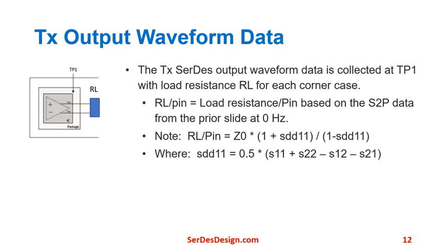The SerDes output waveform data is collected at TP1 with load resistance RL for each corner case. The load resistance per pin is based on the S2P data from the prior slide at 0 Hz. Note that the load resistance per pin is equal to the characteristic impedance of the S parameters times 1 plus SDD11 characteristic, divided by 1 minus the SDD11 characteristic, where the SDD11 characteristic is shown here.